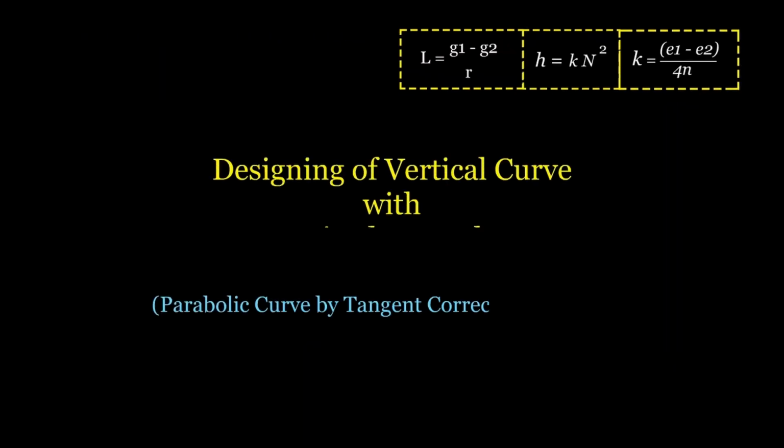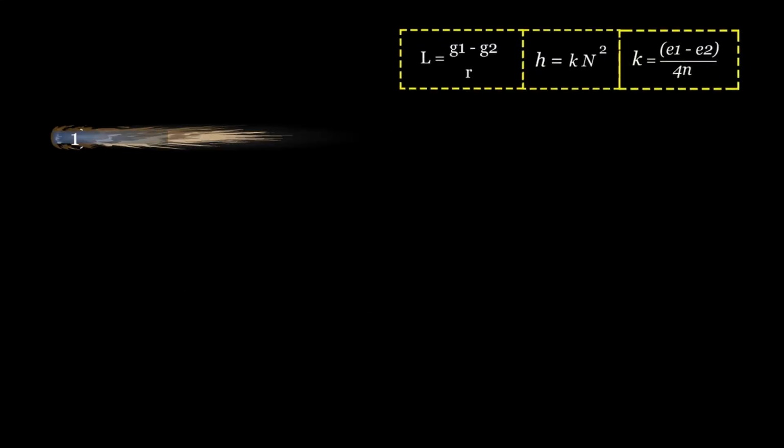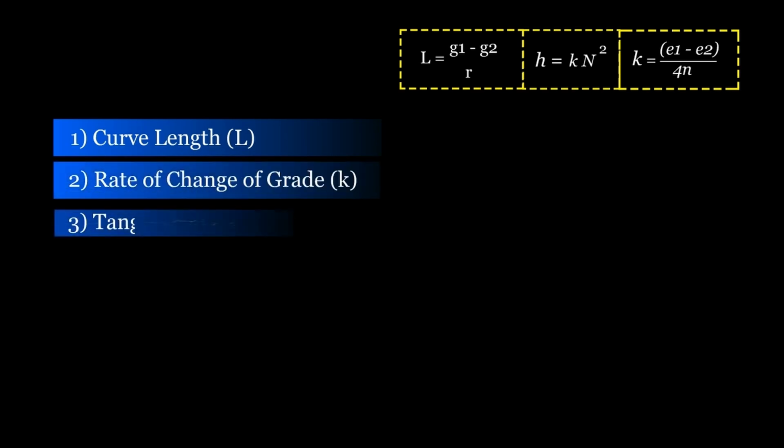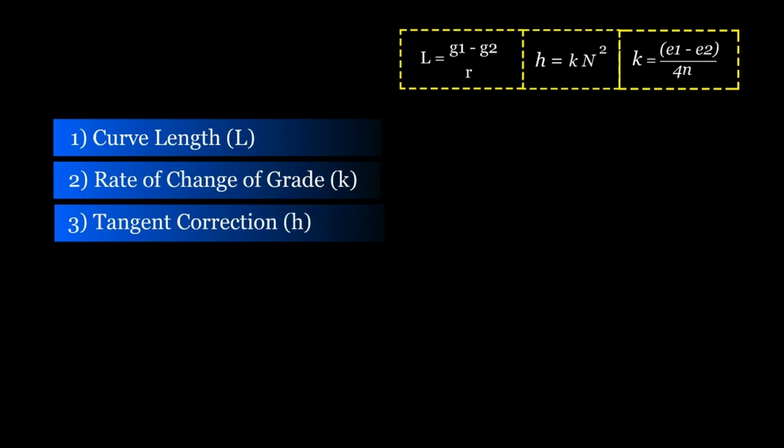Designing a vertical curve using derived formulas. In this section, we will go through the process of designing a vertical curve with practical calculations. We will cover: 1. The curve length. 2. The constant value of rate of change of grade, K. 3. The tangent correction, H. 4. Finally, the calculation of final reduced levels of the finished road surface.